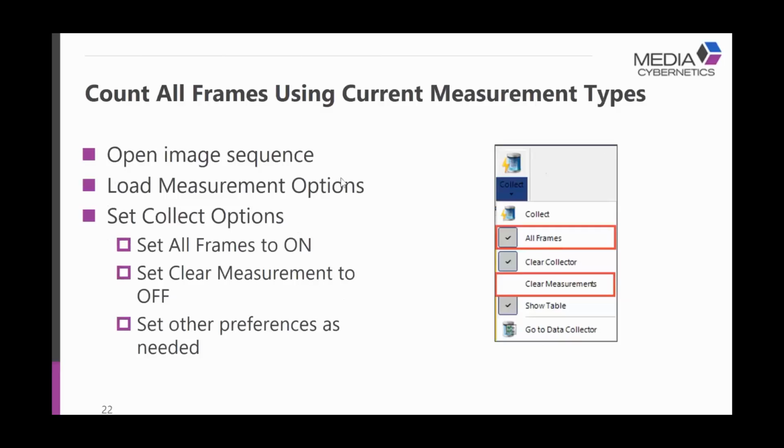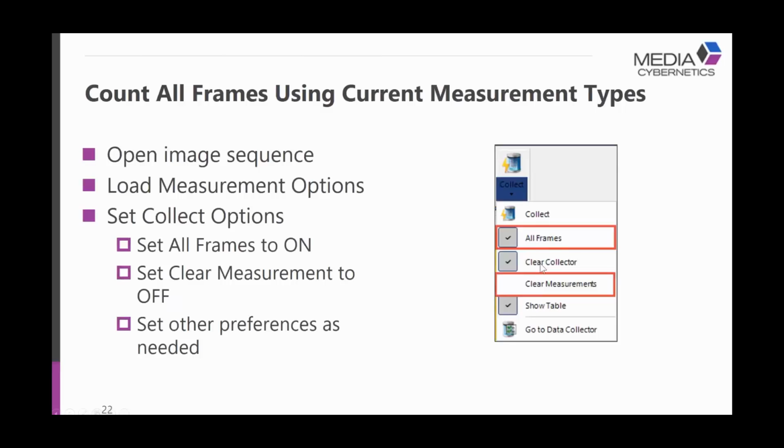Now in this case, we go through the same order of operations with one small change. We're going to open our image sequence. We're going to load our measurement options. And now the collect options are going to be slightly different. So now I'm back in count size. So I'm going to do a count operation, count the number of droplets. And so in this case, I want to make sure I have all frames set. I don't want any old data.